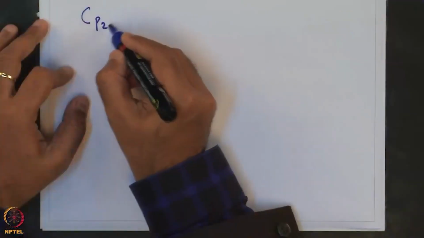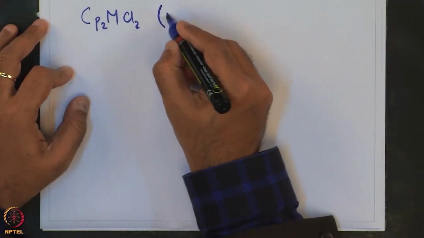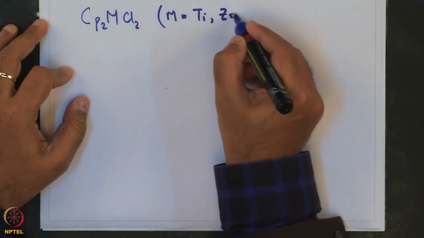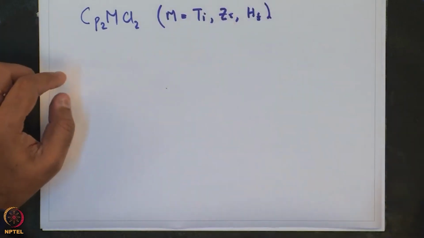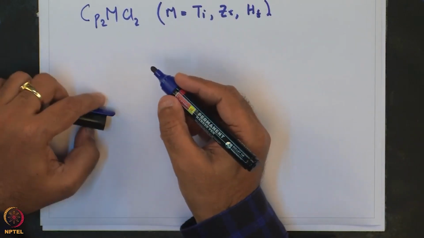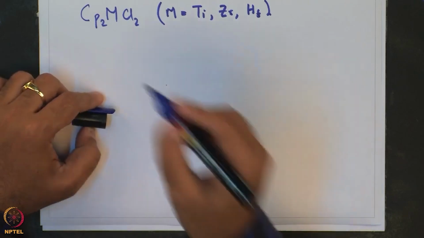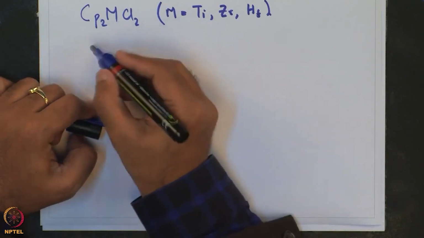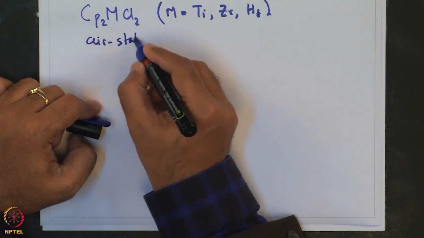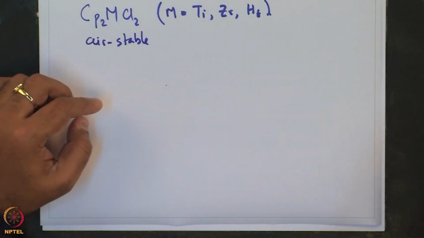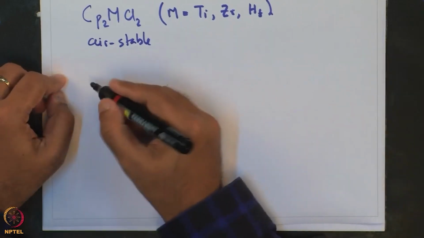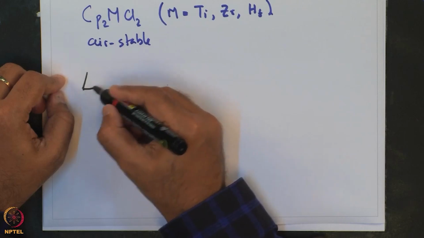Now, we are going to look into the structure and bonding and the structure and reactivity of these complexes. To begin with, we will be looking at complexes of the type Cp2MCl2, M can be titanium, zirconium, hafnium. One of the reasons for starting with these compounds is that these are air stable and also have been structurally characterized. So, these are easy to handle, air stable compounds and all of them have been structurally characterized. So, let me just draw the structure of these complexes.